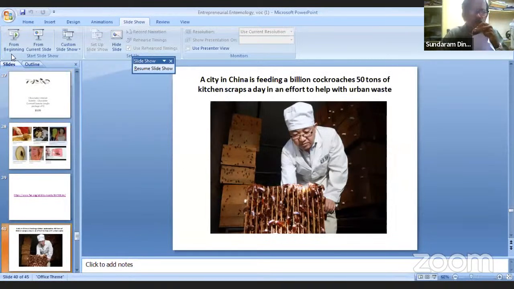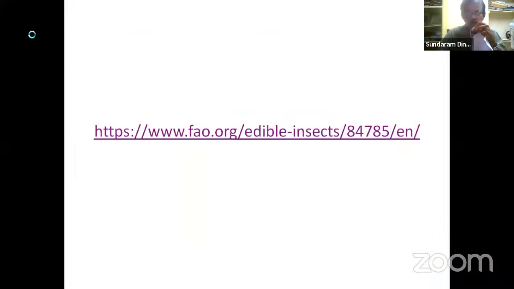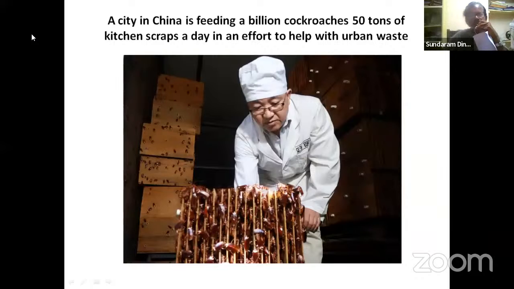Another important thing is cockroach farms. A city in China is feeding 1 billion cockroaches 50 tons of kitchen scraps a day in an effort to help with urban waste. So cockroaches are employed in disposing of kitchen waste or food waste. Even in a single 10 by 10 room, you may be able to rear lakhs and lakhs of cockroaches. Cockroaches are good at utilizing any sort of carbon resources, so they are employed in cleaning kitchen waste and urban biological waste.